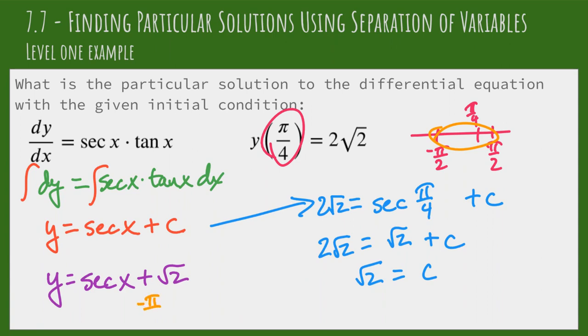So we're going to say that negative pi over 2 is less than x, is less than pi over 2.